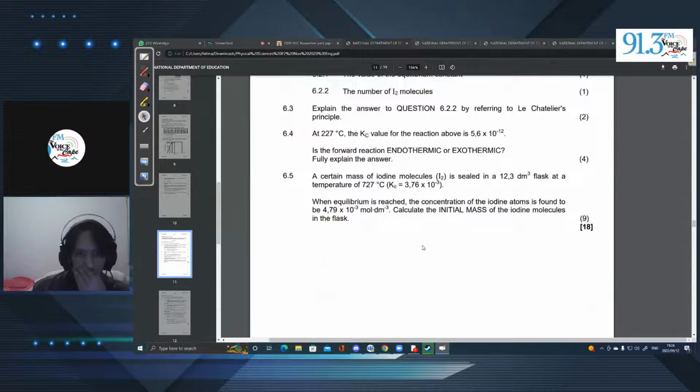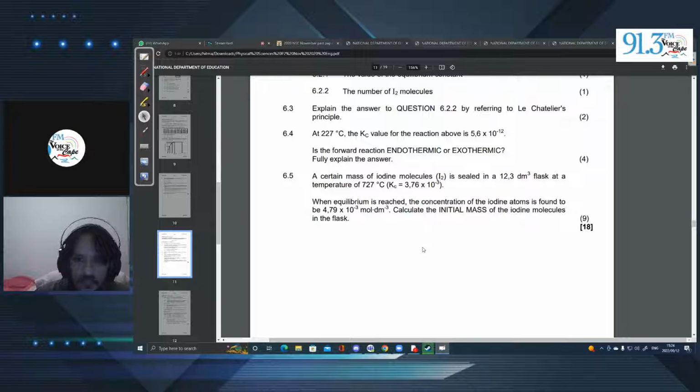Now, 6.5. A certain mass of iodine molecules, I2, is sealed in a 12,3 decimeter cube flask at a temperature of 727 degrees Celsius. And then our equilibrium constant is 3.76 times 10 to the minus 3. They say when equilibrium is reached, the concentration of the iodine atoms is found to be 4.79 times 10 to the minus 3 moles per decimeter cubed. Calculate the initial mass of iodine molecules in the flask.